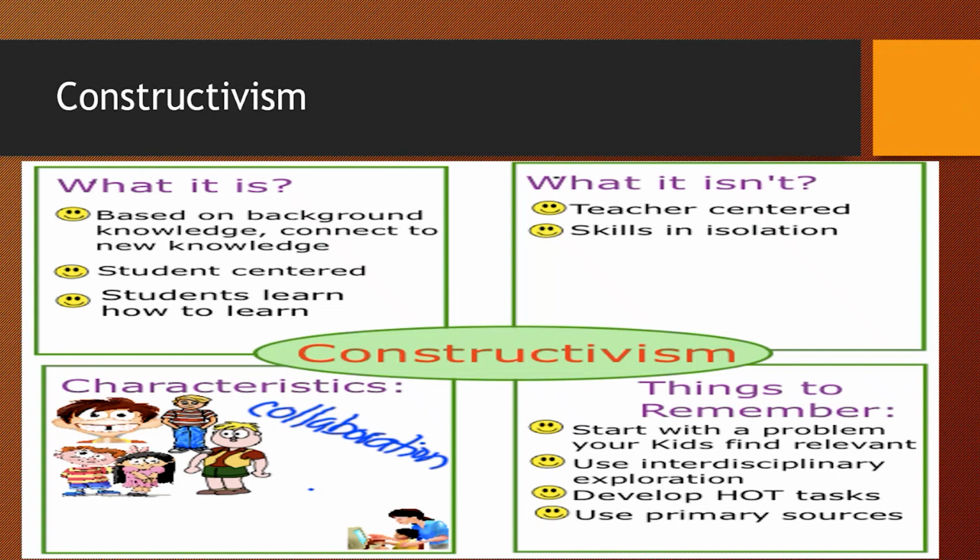So constructivism is student-centered, or learner-centered, or child-centered. Children learn from what they previously have learned from their homes, with their families, and they build onto that. It is not teacher-centered, and the skills are not learned in isolation. The main theme around constructivism is that they learn through collaboration, working together as a group with the teacher.